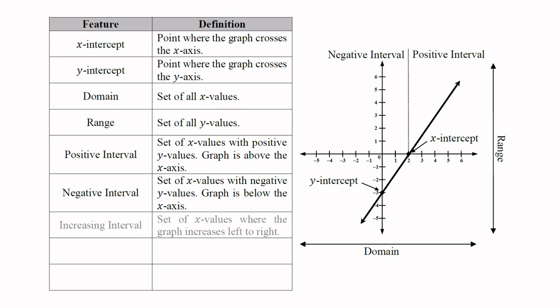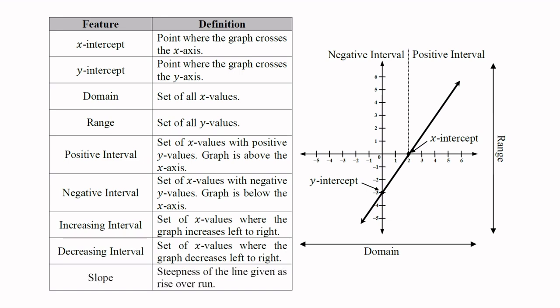Your increasing interval is the set of x values where the graph increases left to right. Your decreasing interval is a set of x values where your graph decreases from left to right. And your slope is the steepness of the line given as rise over run.